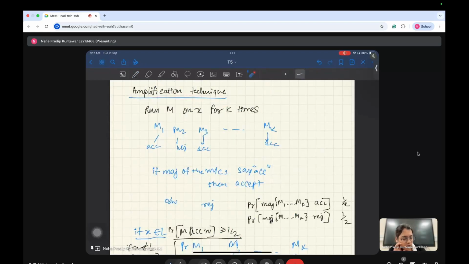So this doesn't work. But let's say I chose something more than half. So let's try with 1/3. Okay.